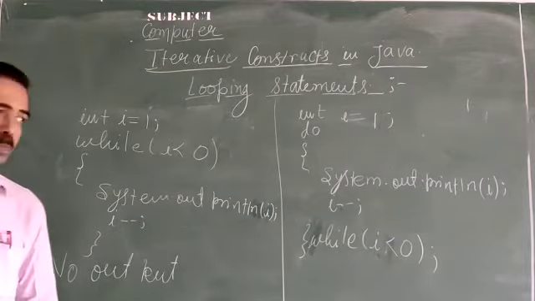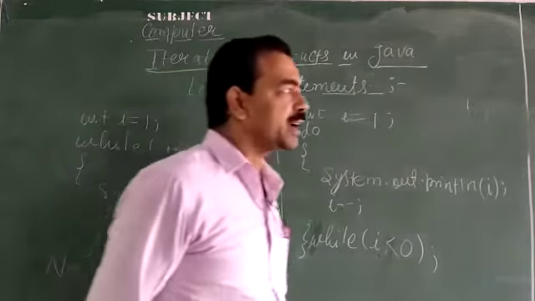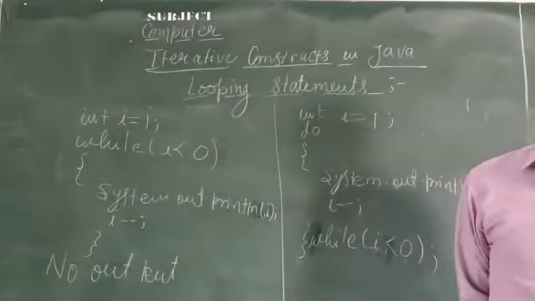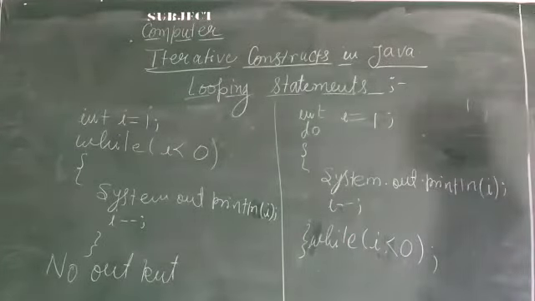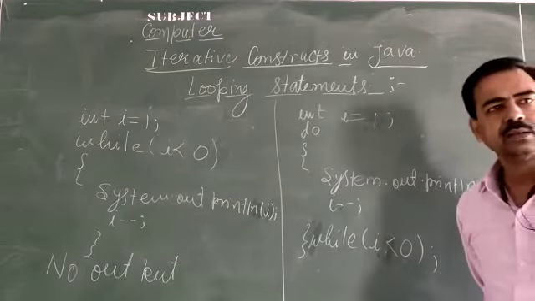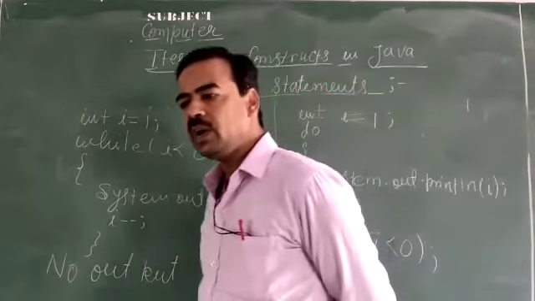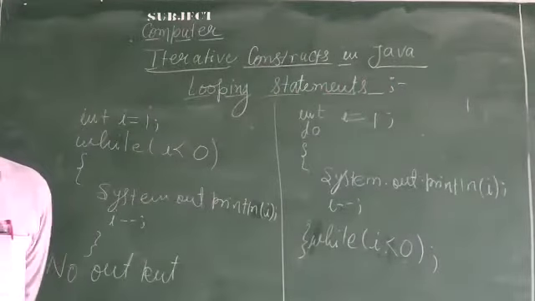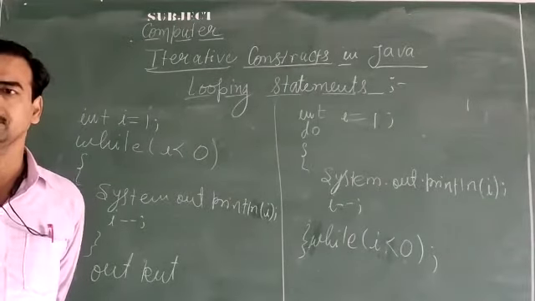But in do while loop, if the condition is false at first iteration, then still the loop body will be executed at least once.